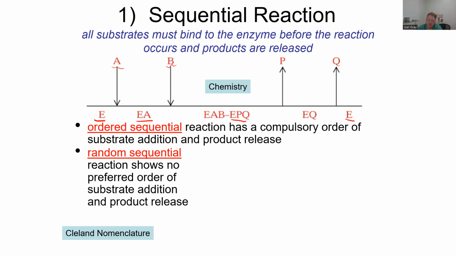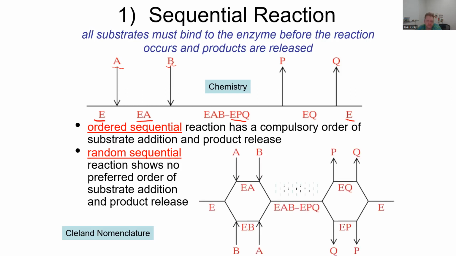Now, a random sequential model is different from an ordered sequential model. Rather than a necessity for one thing to bind and then the next, with a random sequential reaction, it doesn't have to be A binding before B or B binding before A. You just have to have one of them bind and then the other one will bind. For that model, we have this display on the lower right-hand corner of the screen, where our enzyme can go in two different directions.